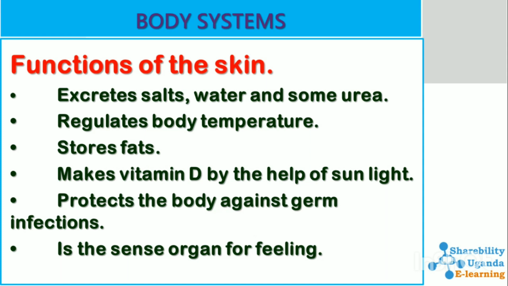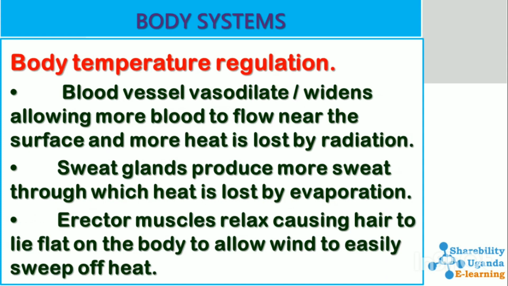The skin helps to excrete salts, water, and some urea. Remember, excreting is the process of getting rid of something that is not useful. It helps regulate body temperature. It stores fats, makes vitamin D with the help of sunlight, protects the body against germ infections, and is also the sensory organ for feeling.